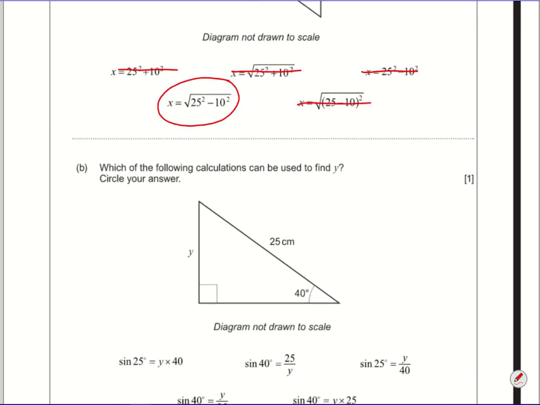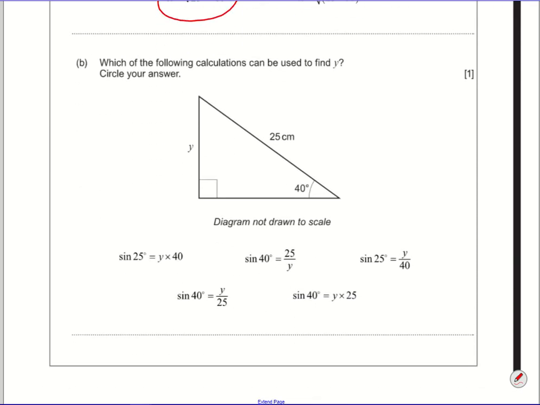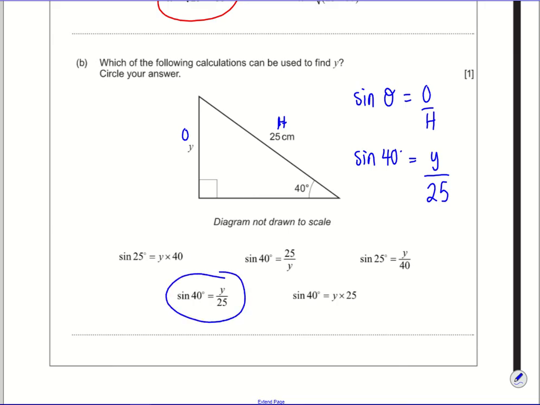And then for the bottom one, they're all sine, so that doesn't really help, but they're sine because this is the opposite and this is the hypotenuse. If you actually write out your sine formula, so sine theta equals O over H. So sine 40 equals y over 25. There's your answer. Okay, so treat it like a normal trigonometry question, but you don't actually have to do any workings out.